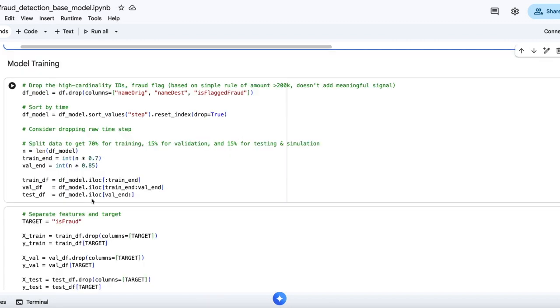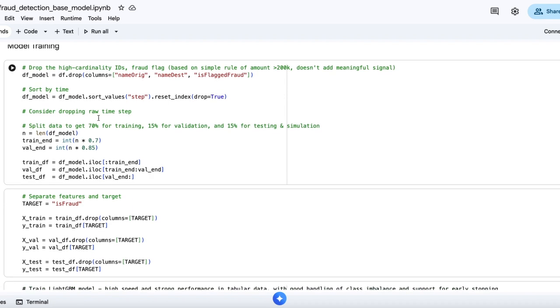Then on to training the model. I first removed the high cardinality ID fields, as well as the above 200k flag, since it's a simple rule that doesn't add much useful signal beyond what we already have. I then sorted the data by time, and based on time order, we split the data into training, validation, and testing. The testing set is also what we will be using to simulate production.